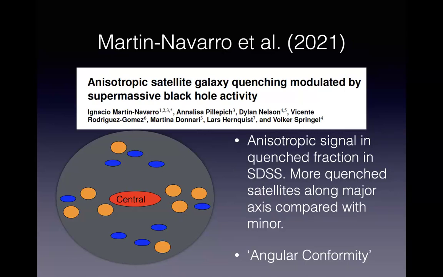And they call this anisotropic satellite galaxy quenching, but after they wrote the paper, they also started calling it angular conformity as well. So you may hear that too.